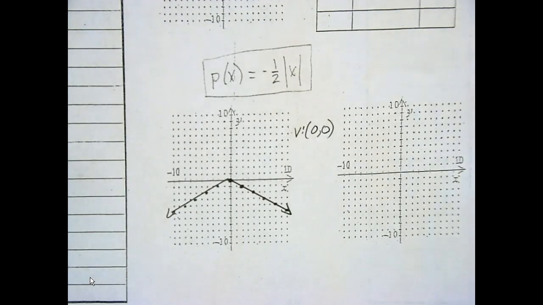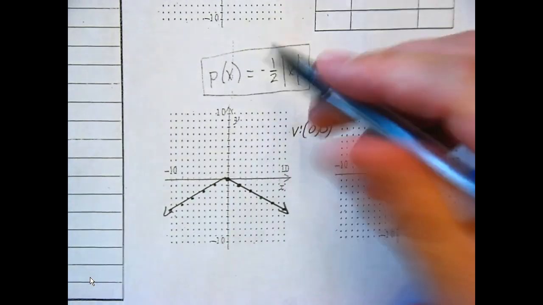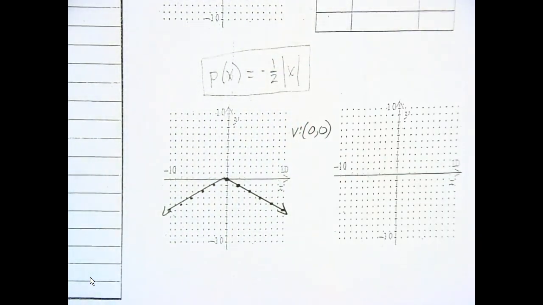All right, Desha, what does a negative sign do to the A term? Christina, what's the negative sign do to the A term? What's it do to your graph when you put a negative on the A term?